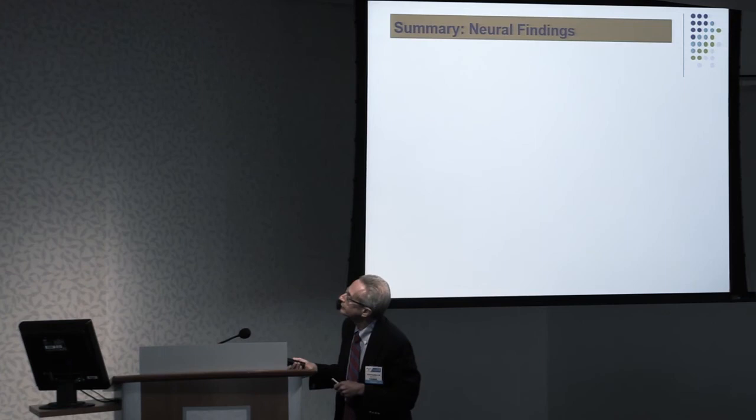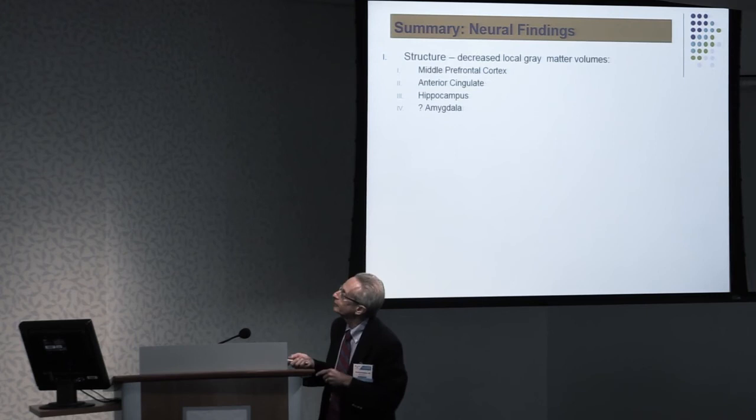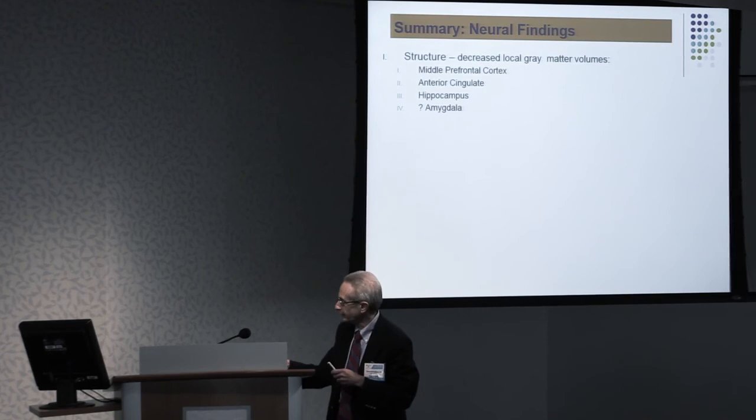So let me just summarize what we've learned, that there are structural differences in the brains of borderline patients. The middle prefrontal cortex is smaller, the anterior cingulate is smaller, hippocampus is smaller, the story is still out on the amygdala.